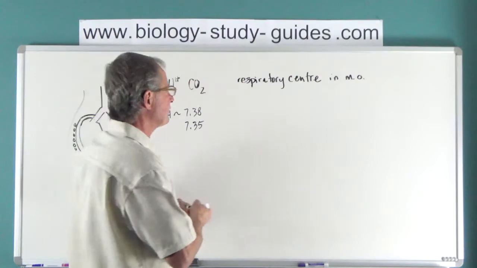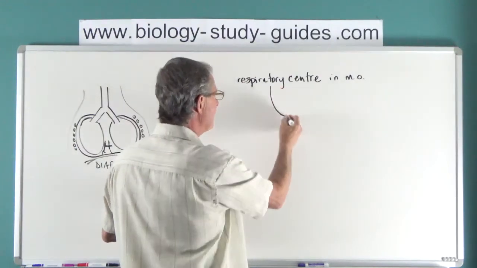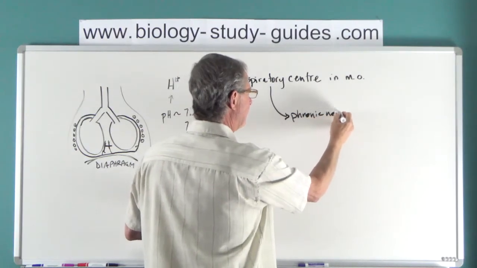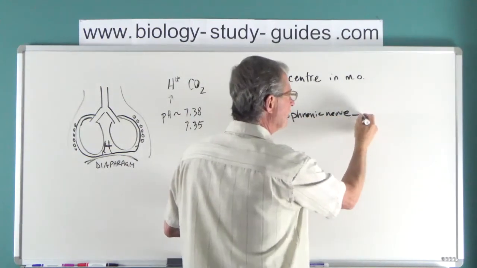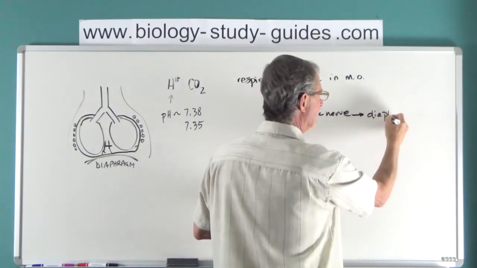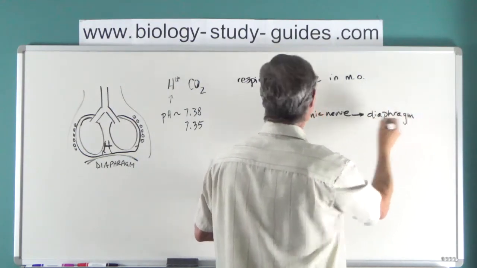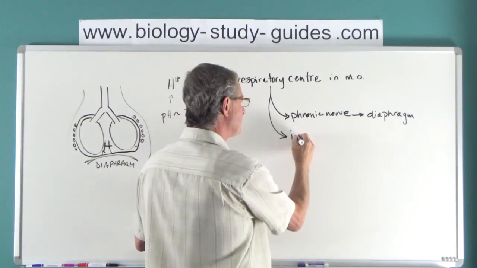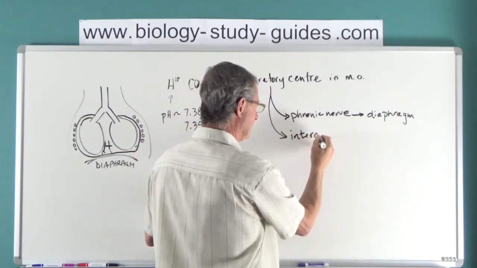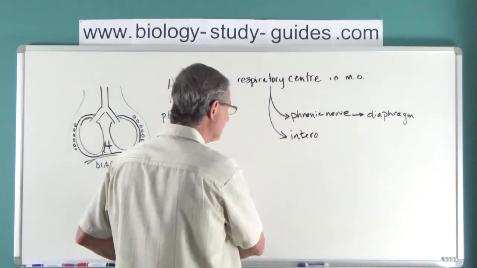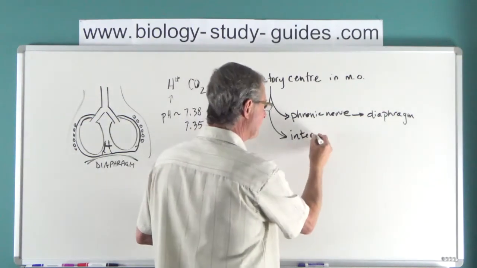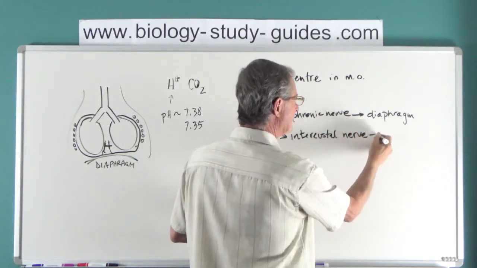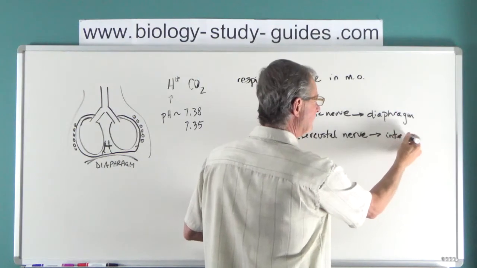Now these nerve impulses, there's two of them actually. One nerve called the phrenic nerve goes to the diaphragm. The other nerve in this part of the topic anyways is the intercostal nerve. And the intercostal nerve conducts impulses to the intercostal muscles.